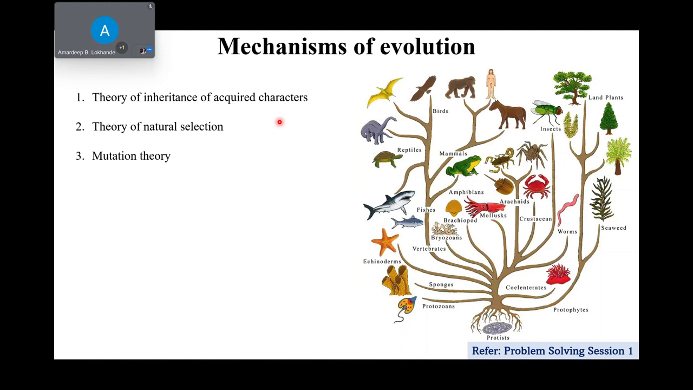They no longer had the requirement of the other two limbs that were not really helping them to walk. So instead of using all four limbs, they started using two limbs, and they started having an erect position. That's why they became bipedal.